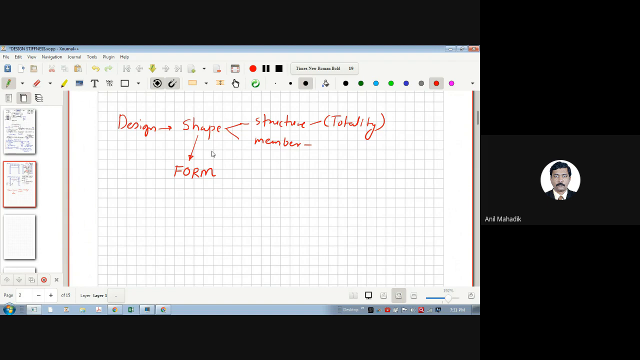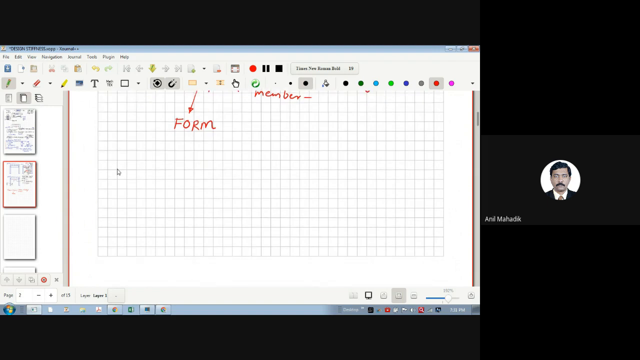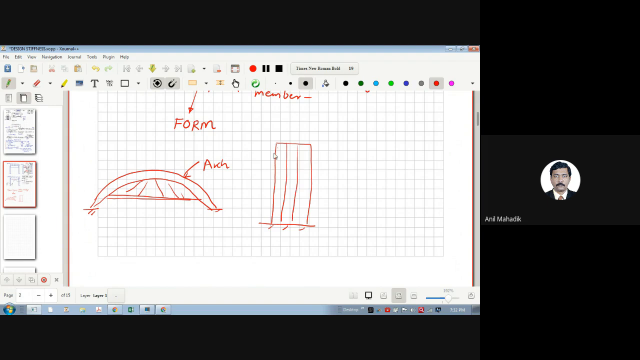You might have seen different structures, so they have shapes. You might have seen some bridges which have an arc shape like this. There may be arc shape structures, then there may be suspension bridges. So this is a different form. We can say this is arc form or arch. Then we have seen buildings which are rectangular in shape, high-rise buildings like that. So this is a rectangular shape or rectangular form.